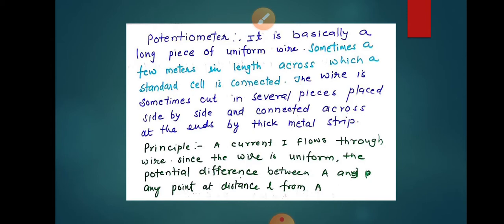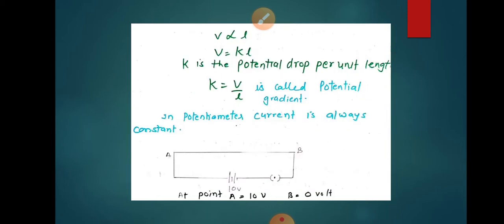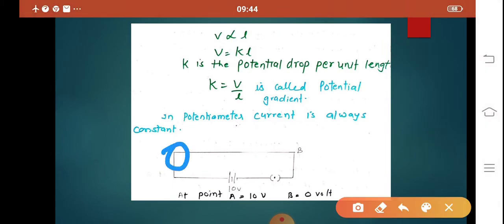Now the principle: a constant current I flows through the wire. Since the wire is uniform, the potential difference between A and any point at distance L from A is directly proportional to L. V is directly proportional to L. This point is the A point.